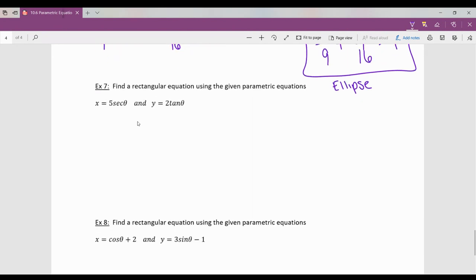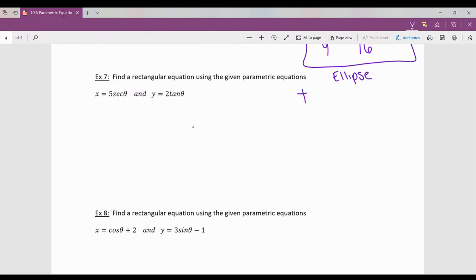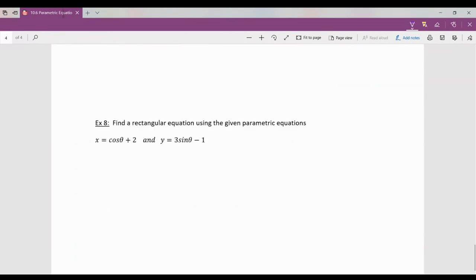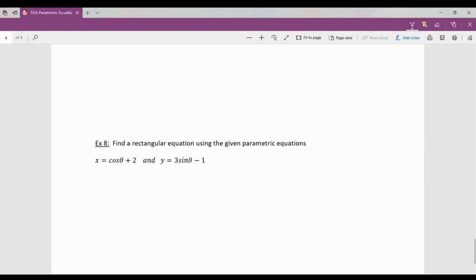All right, next one. Ooh, we've got x equals 5 secant theta and y equals 2 tan theta. All right, so sine squared plus cosine squared is not going to help me here because these are secant and tangent, but there is a Pythagorean identity that we did learn, which was tan squared plus 1 equals secant squared. So I'm going to use that one because we've got secant and tan, so it makes sense to use that one.